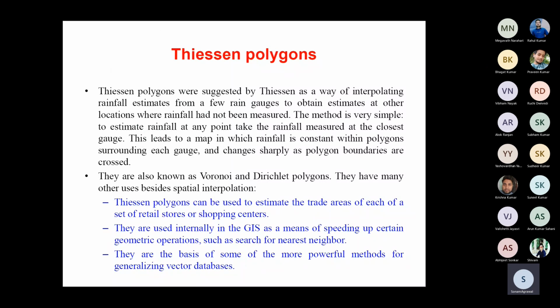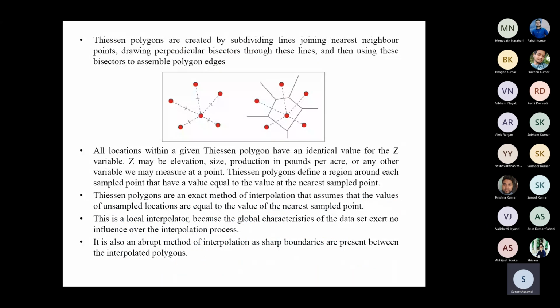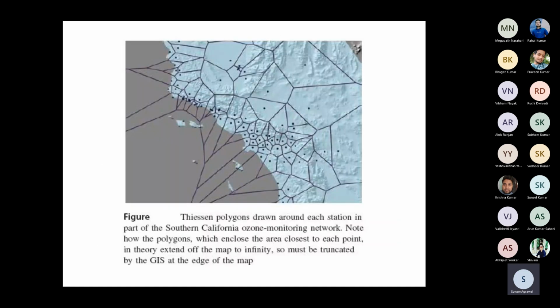Thereafter, the Thyssen polygon, which we have already covered. And as I have told you, the Thyssen polygon is not only useful in interpolation, it is also very useful in other types of analysis, like analysis which involves the delineation of the area around any of the stores according to the distance. So nearest analysis, proximity-based analysis, is also done with the help of Thyssen polygons.